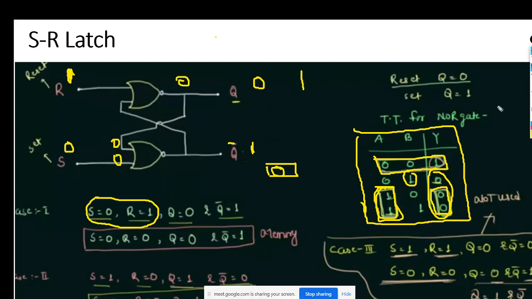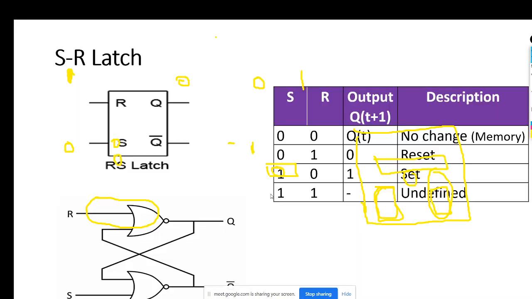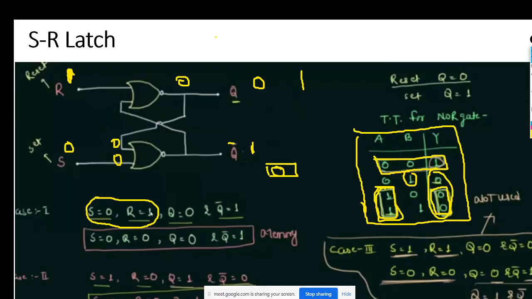So that is exactly what the truth table says. When S equals 0, R equals 1, you are resetting, or you are setting the output to 0. Now let's double check: S0 R1, you are resetting. Yes. Now we can see that is exactly what happened. So now you have reset the memory cell.